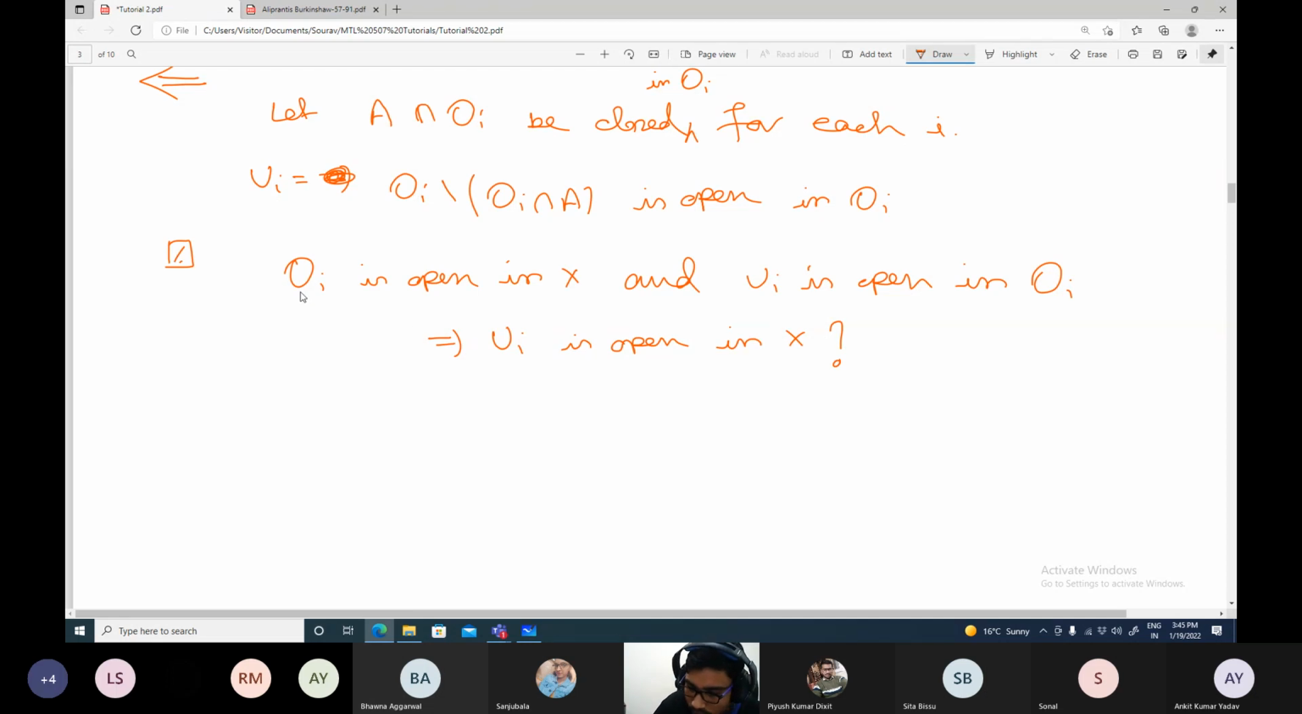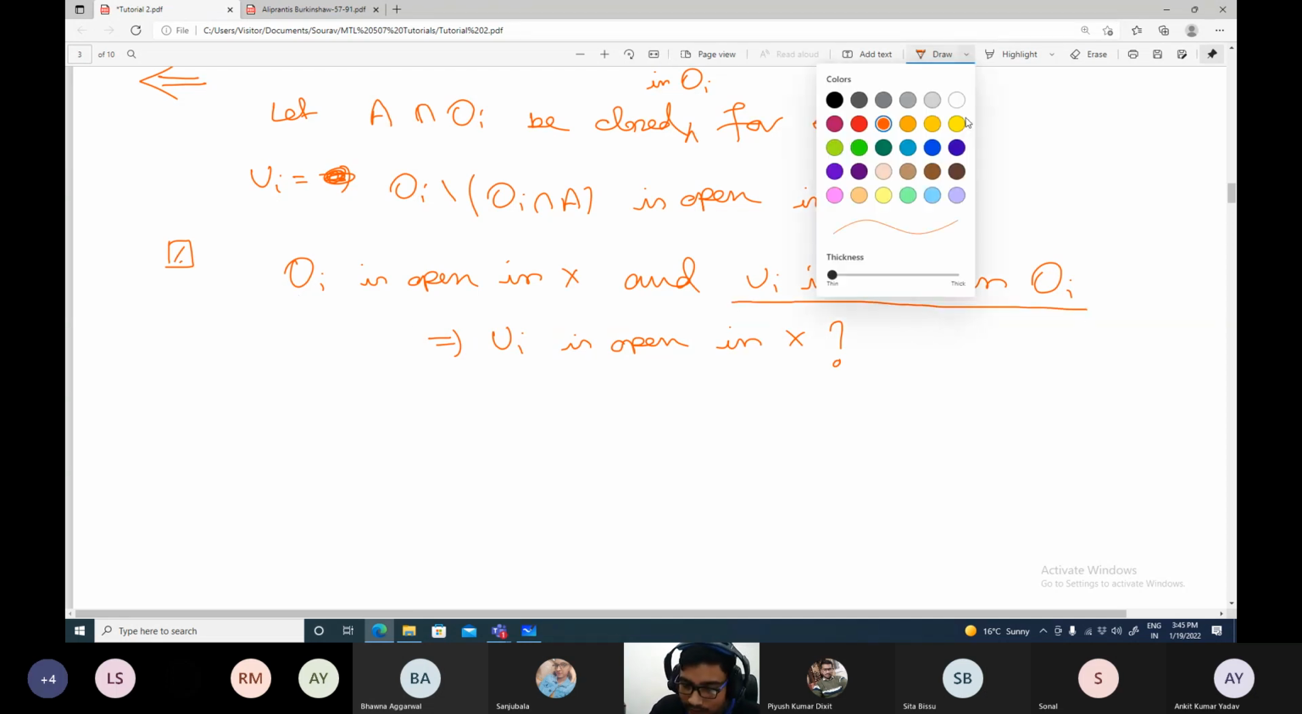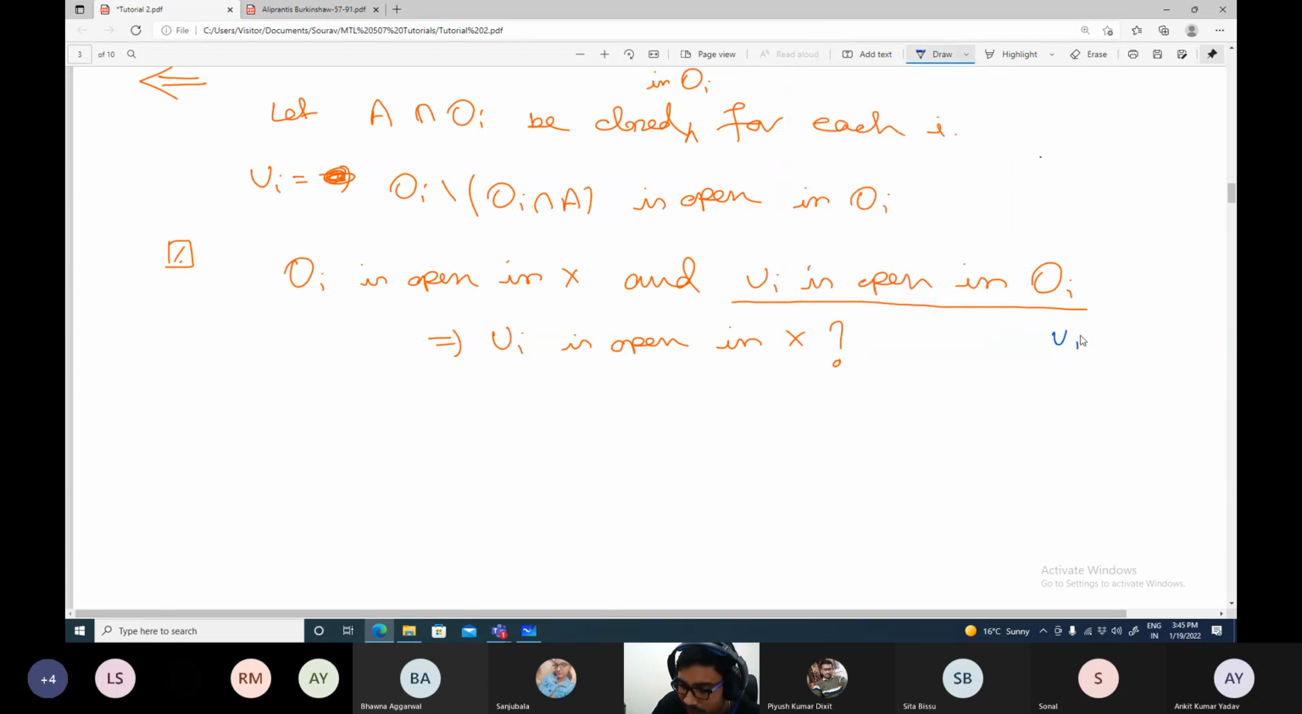See, U_i is open in O_i. So what does it mean? It means that U_i is equal to, so what are the open sets in subspace topology? U_i is equal to A intersection O_i where A is open in X, right? Now see, U_i is the intersection of two open sets A and O_i, and both of them are open in X. So can we say that U_i is open in X? Yes, so U_i is open in X. So the answer is yes.